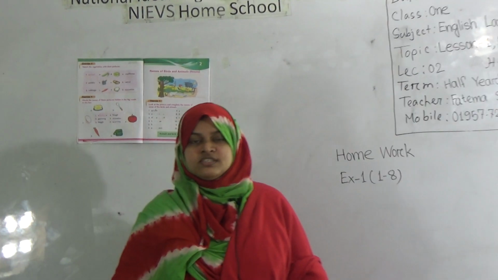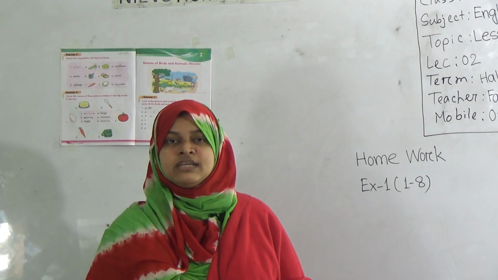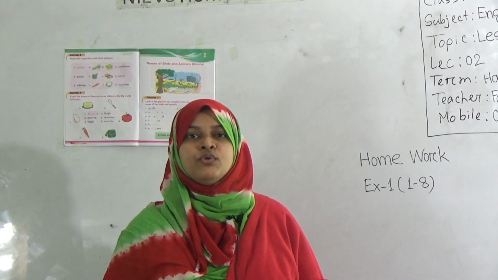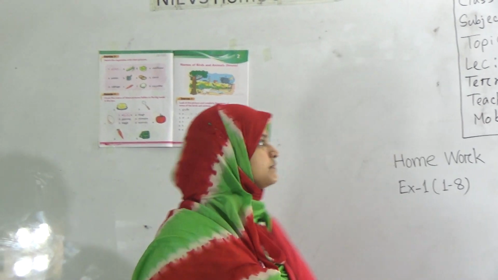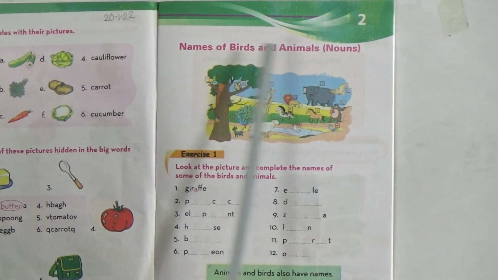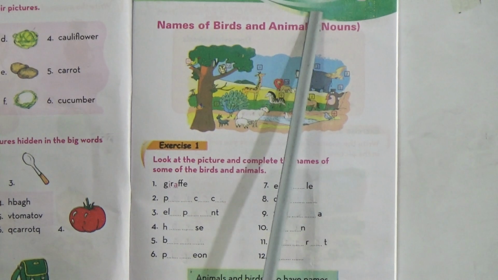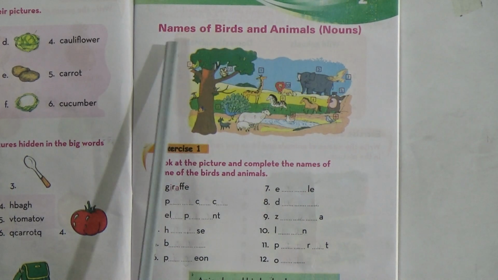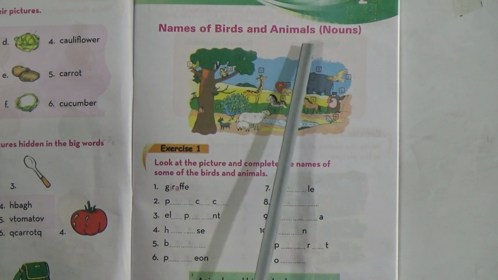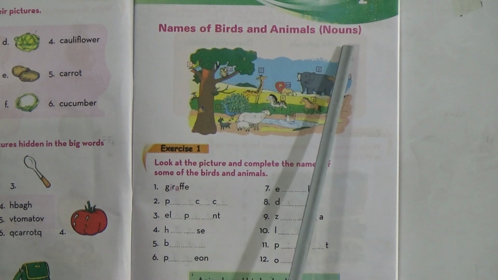Now dear students, please take your new Enjoying Grammar book. We will do lesson 2, exercise 1. So let's start. Lesson 2, it is about names of birds and animals, and you can see in bracket nouns. I'm repeating, our today's topic is names of birds and animals, and these are called nouns.